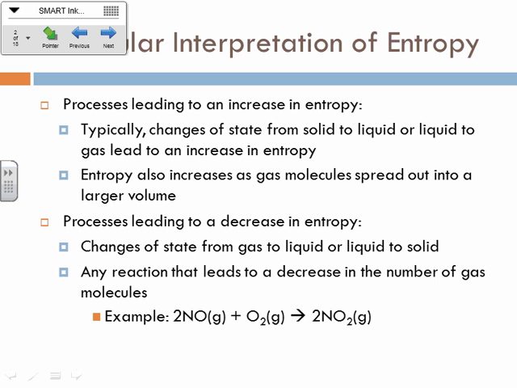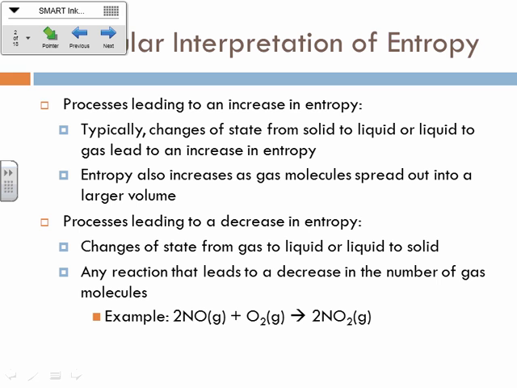Entropy increases also as gas molecules spread out into a larger volume, because again, if you increase the possibilities, then you're increasing the entropy, okay? So if you increase the amount of space that the gas can travel in, then there's more probability of it being one place or another, and so that's going to increase your entropy as well. To decrease entropy, obviously, if you change state in the other direction, right? If you go from a gas to a liquid or a liquid to a solid, or any reaction that's going to lead to a decrease in the number of gas molecules.